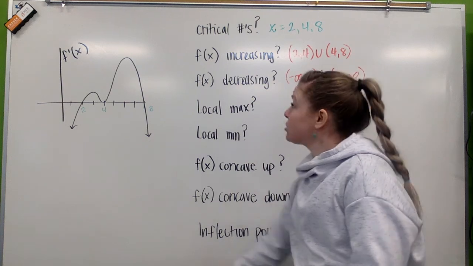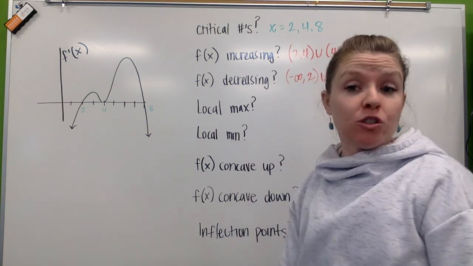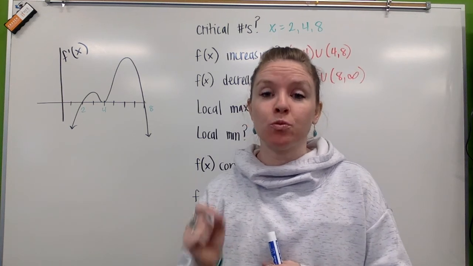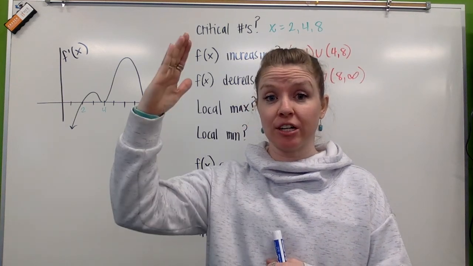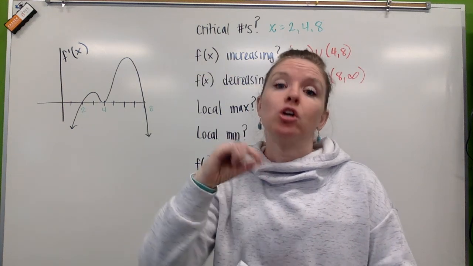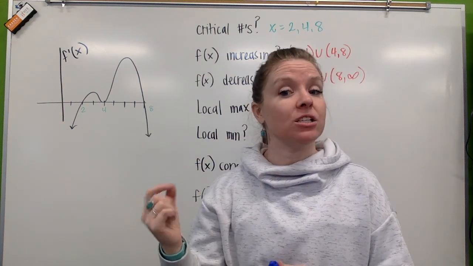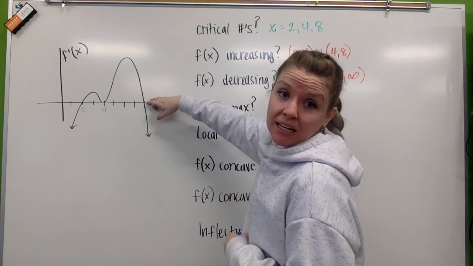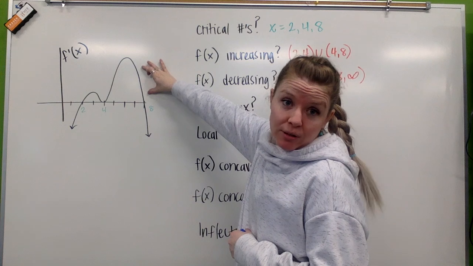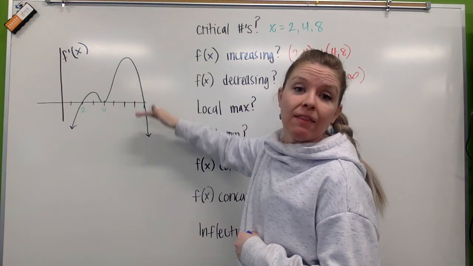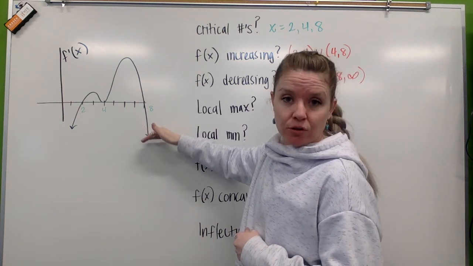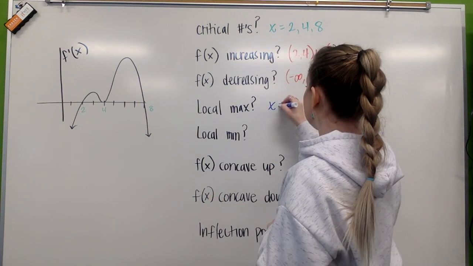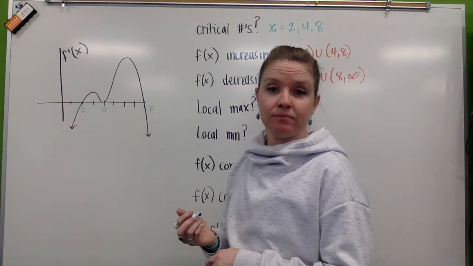Okay, the next question is, where, or if, do I have a local maximum? If you remember, a local maximum happens when our derivative changes from an increase to a decrease. So where does my derivative change from increasing to decreasing? That's going to happen here at 8, because we have a positive derivative above the x-axis, and then it goes below the x-axis to a negative derivative, an increase to a decrease. So we have a local max when x equals 8.